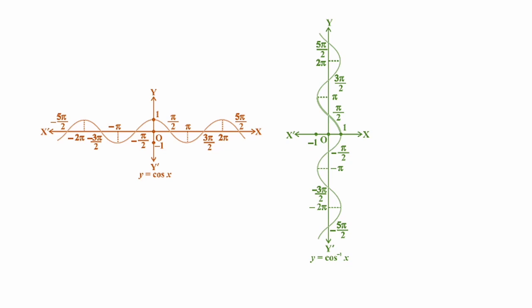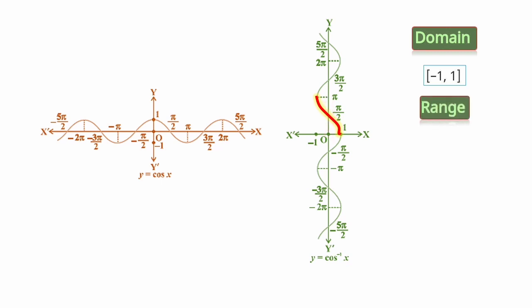And here we have to restrict the graph from 0 to pi. This is the portion we are going to restrict, and as before, the input or the domain will be x values -1 to 1, and the range will be between 0 and pi. That is, the range we have to mark as 0 to pi. So for cos inverse, the domain is -1 to 1 and the range is 0 to pi, both inclusive.